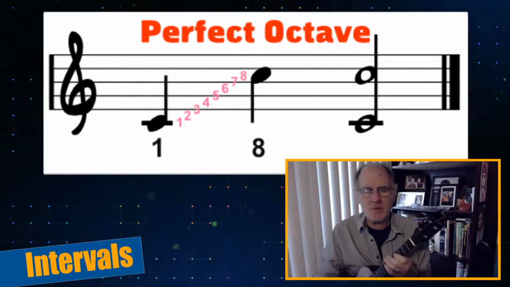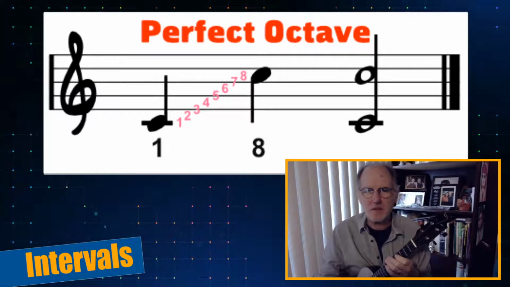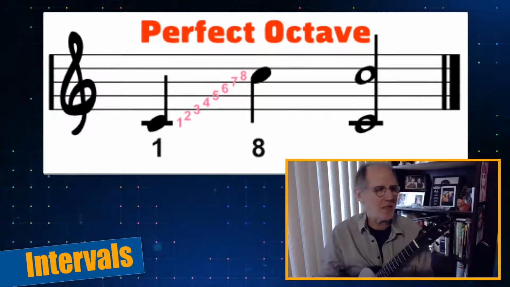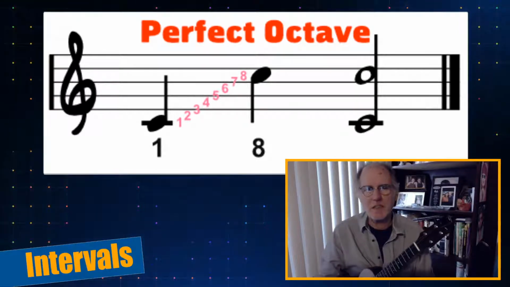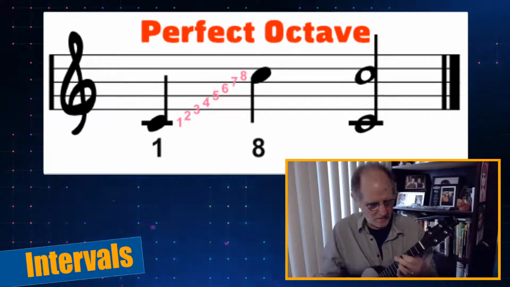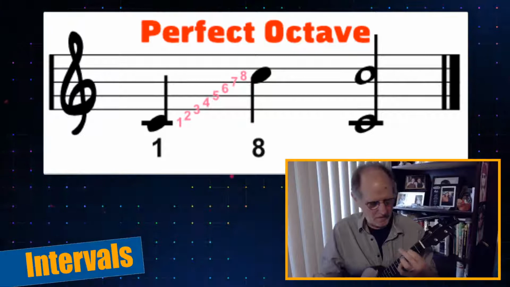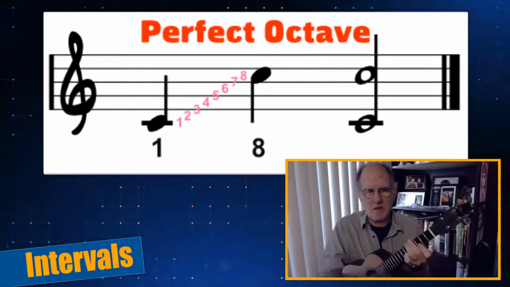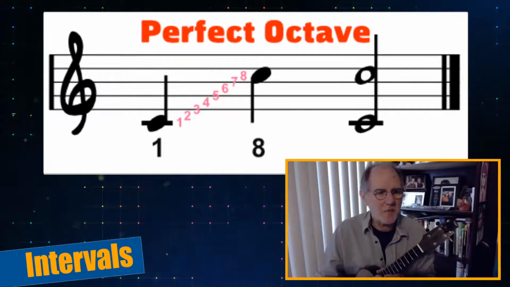Django Reinhardt, one of them, a gypsy jazz guitarist. Charlie Christian, who brought the electric guitar, amplified single notes to the forefront. And then Wes Montgomery. Good reason to have a low G. All right, so that's the simple intervals.